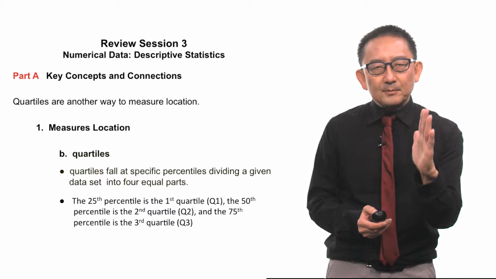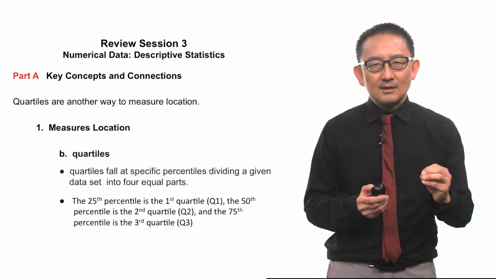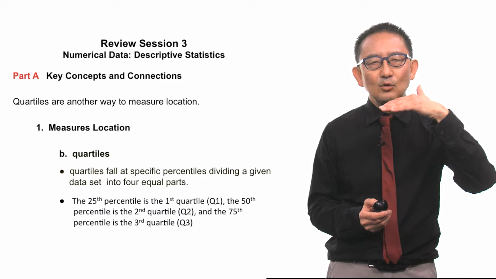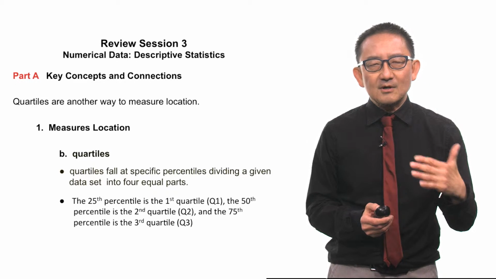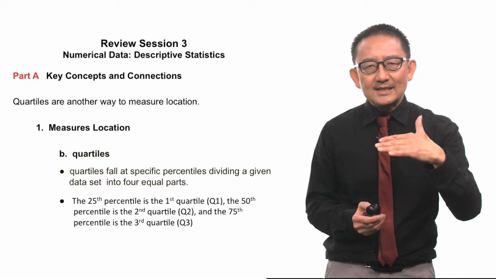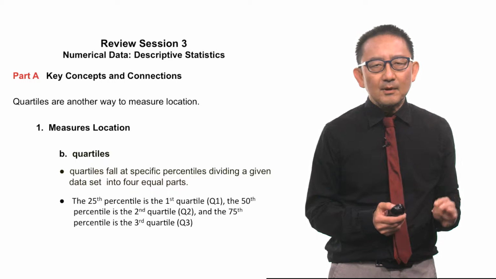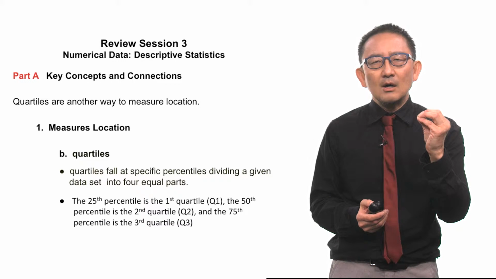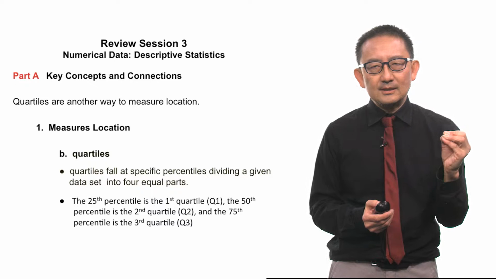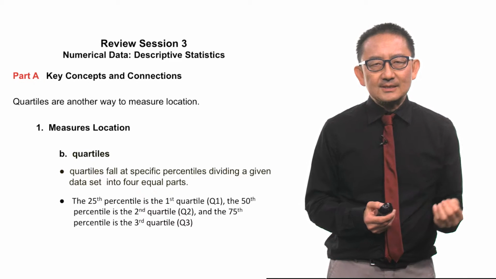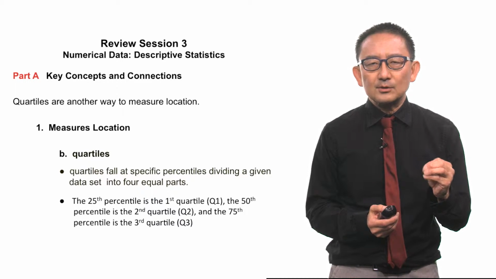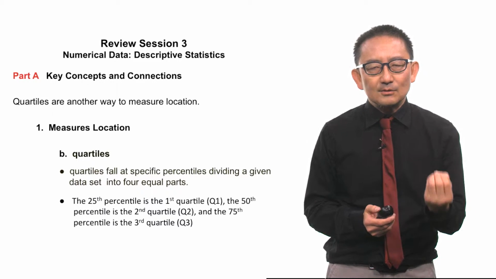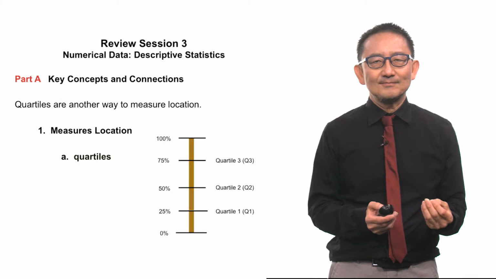Now, for our purposes, we're going to be taking a look at very particular percentiles, and these particular percentiles are called quartiles. Quartiles fall at the specific percentages dividing a given data set into 4 equal parts. So the 25th percentile is what we call quartile 1, or Q1. The 50th percentile is the second quartile, or Q2, and the 75th percentile is the third quartile, or Q3.